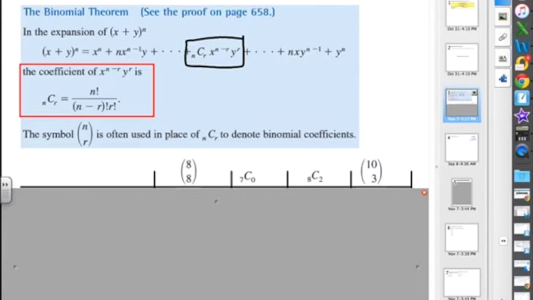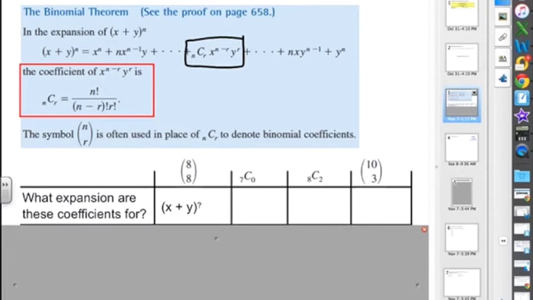So we have 8 choose 8, 7 choose 0, 8 choose 2, and 10 choose 3. The first thing I want to ask is, what expansion are these the coefficients for? In other words, x plus y would be raised to what power? If it's 8 choose 8, what's going to be the power of x plus y? 8. It's the 8th power.